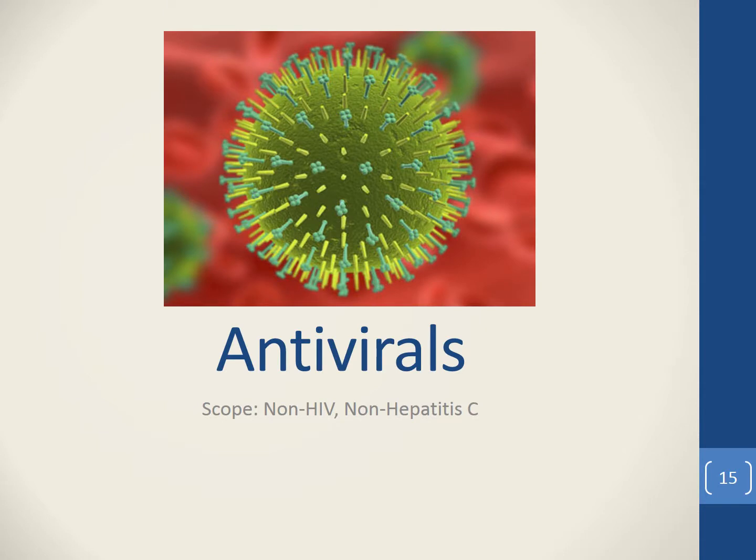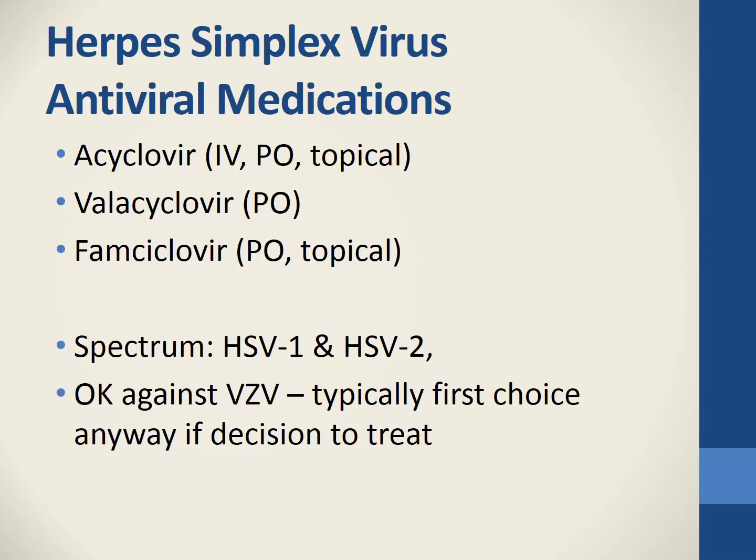We're going to shift gears now and talk about the antivirals, and as I alluded to earlier, we won't cover those used to treat HIV or hepatitis C. When I talk about antivirals, we're going to classify them by spectrum of coverage. There are some that we would consider most useful to treat herpes simplex virus infections, and those are acyclovir, which is available IV, orally, and topically, valacyclovir, which is a prodrug of acyclovir, and famciclovir.